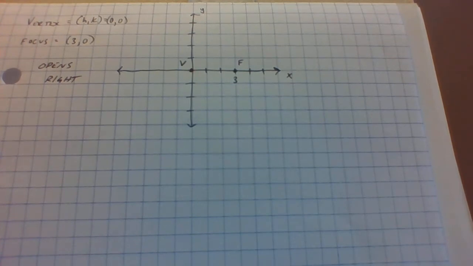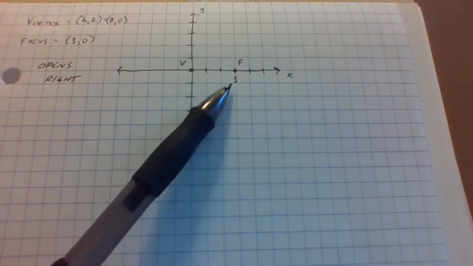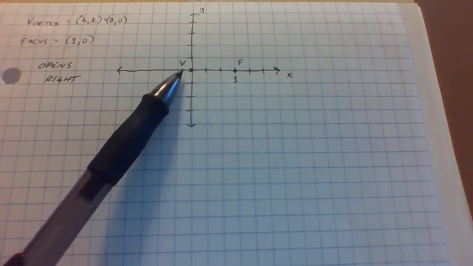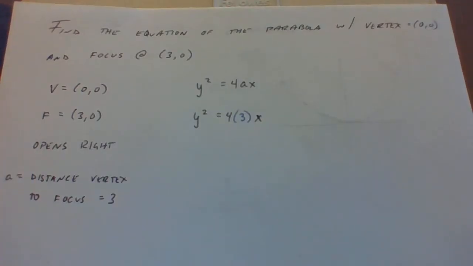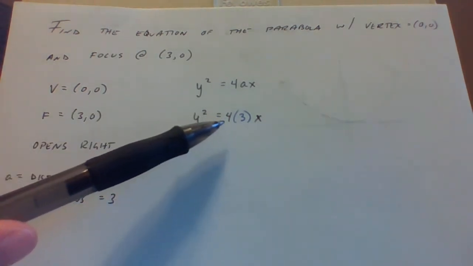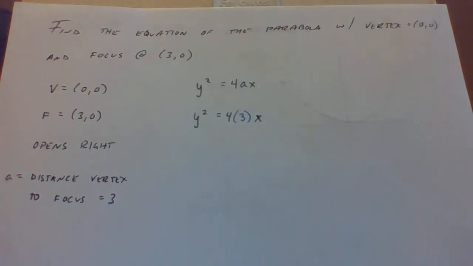Now, if we go back and take a look at our sketch, we can also figure out the distance from the vertex to the focus. It's going to be a total of 3 units, so we have our a value as 3. I'm going to go ahead and plug in our value of 3 for a, and this is going to give me y squared equals 12x.